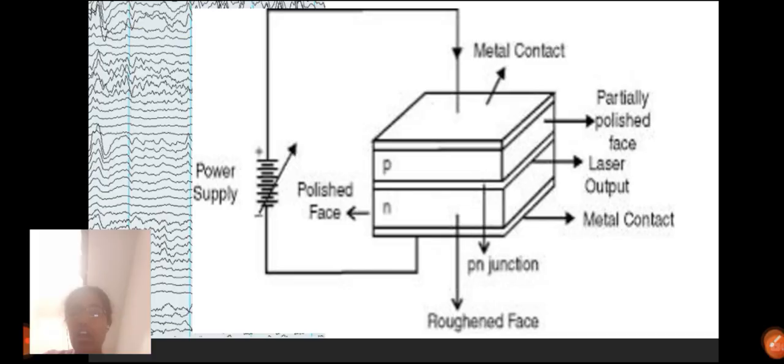Both the ends are roughened. This diagram shows the roughened face. Both the ends are roughened to avoid any reflection, with two metallic contacts. And this diagram shows the polished face, laser output, metal contact, PN junction, roughened face, metal contact, polished face and power supply.